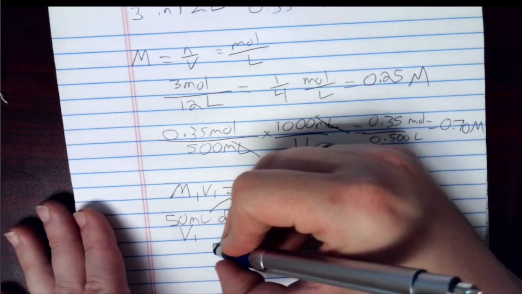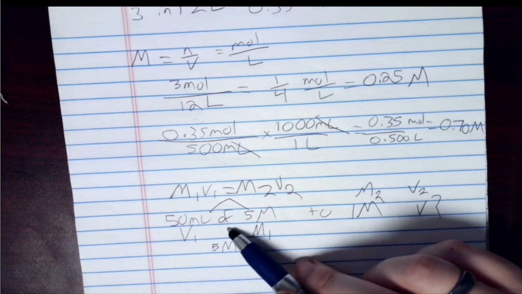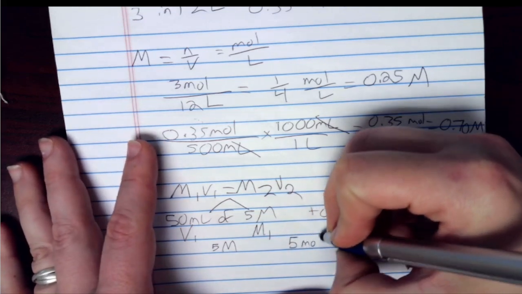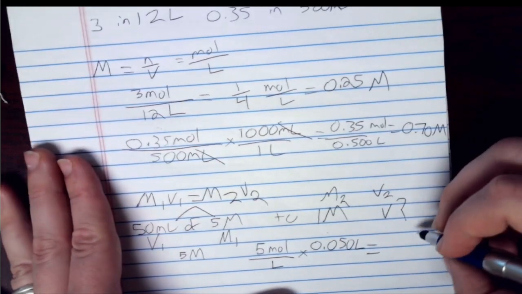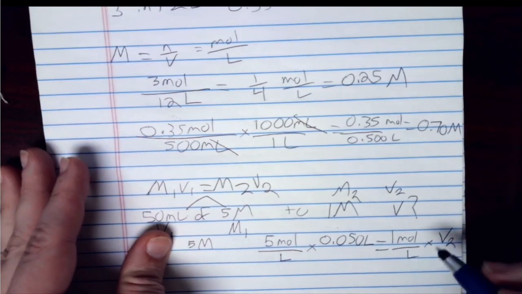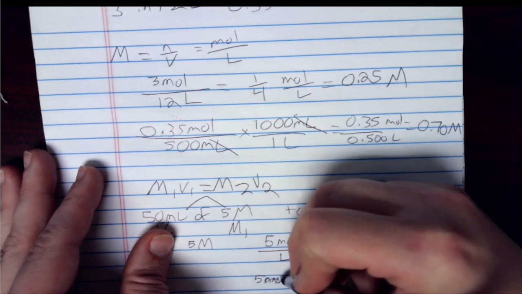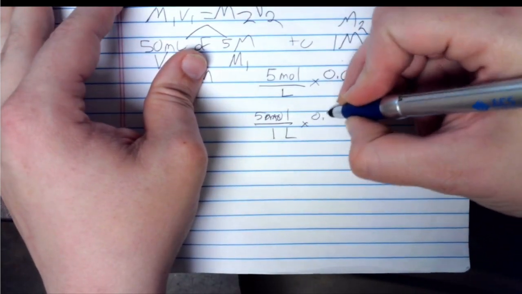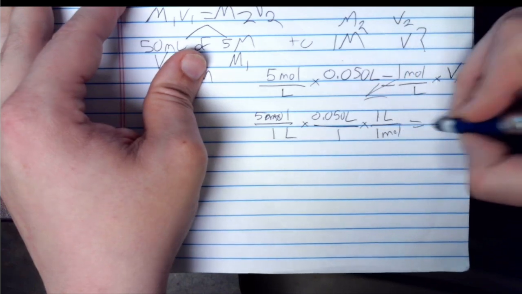So I can turn milliliters to molarity, or I can get my answers in milliliters. Either one works. But let's show how this works unit-wise. Remember, molarity is moles per liter. So 5 moles per liter times 0.050 liters equals 1 mole per liter times volume 2. So I'm going to get that to the other side. So we have 5 moles per 1 liter times 0.050 liters times 1 liter per 1 mole equals volume.